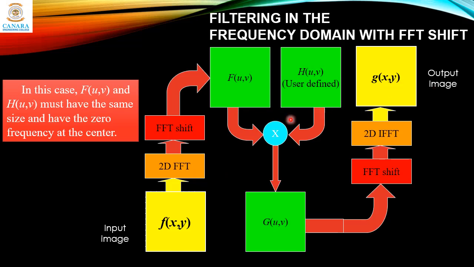Okay, so the original input image is in spatial domain, and in order to filter it, we enter the frequency domain, do all the processing, meaning multiplication in this case with the user defined filtering function, and then we perform the inverse FFT to get back the output image in spatial domain. So this is how the entire process looks.